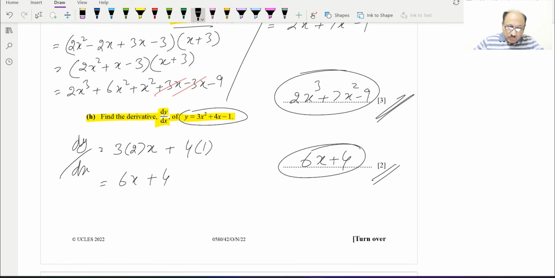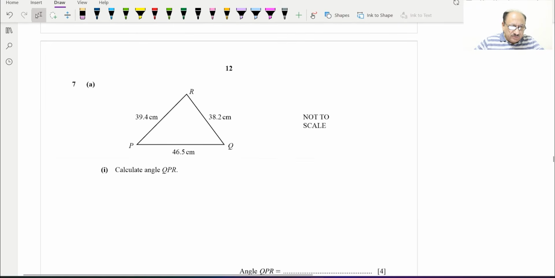Hopefully you understood this. Now question number 7, and the question number 7 says A part, diagram is not to scale, calculate the angle QPR. Angle QPR is this angle which we need to find. So we have all the three sides. When we have all the three sides of a triangle, we can apply cosine rule.